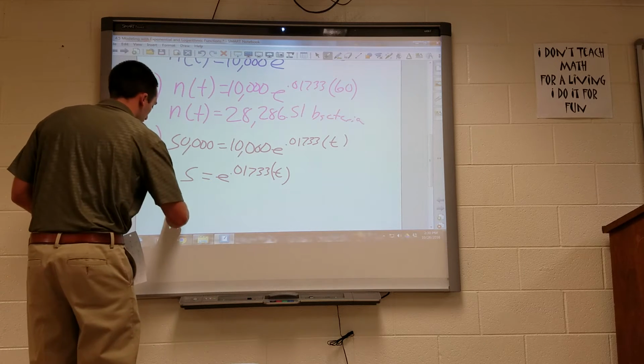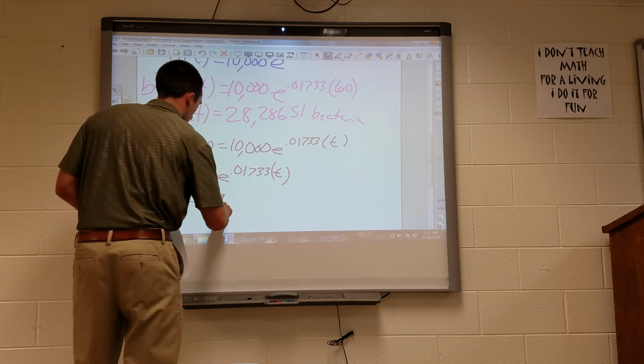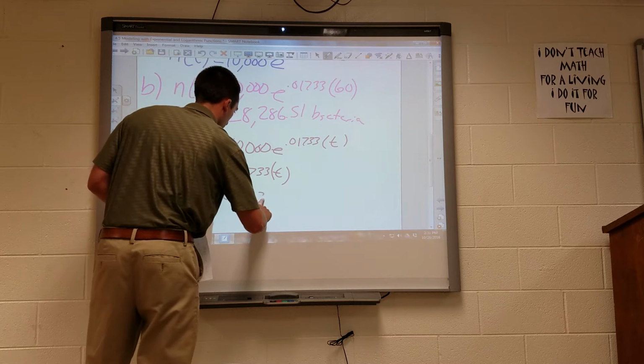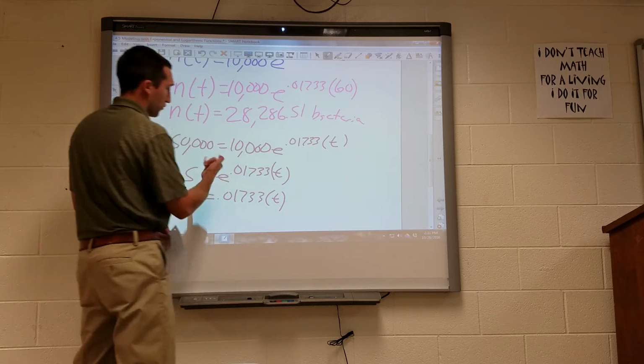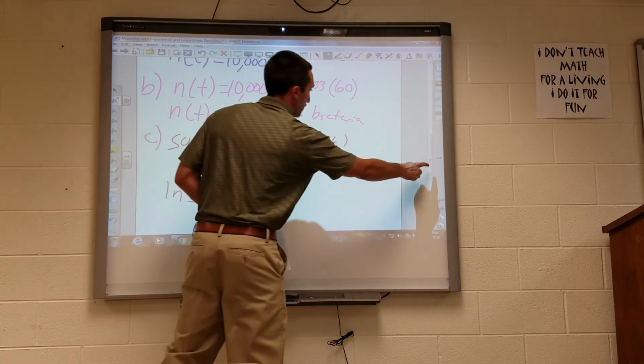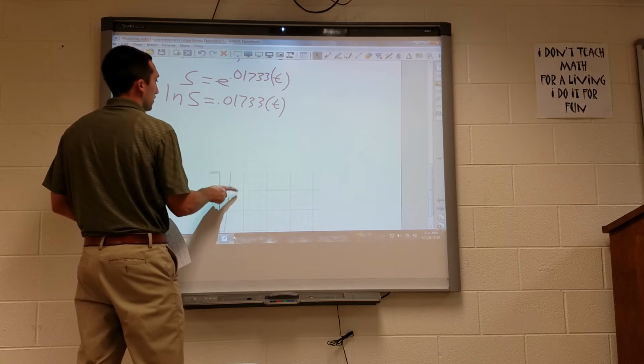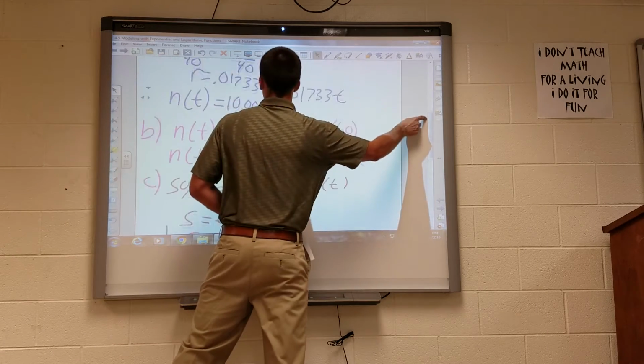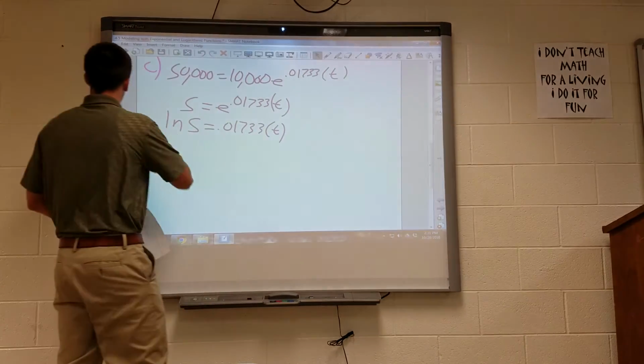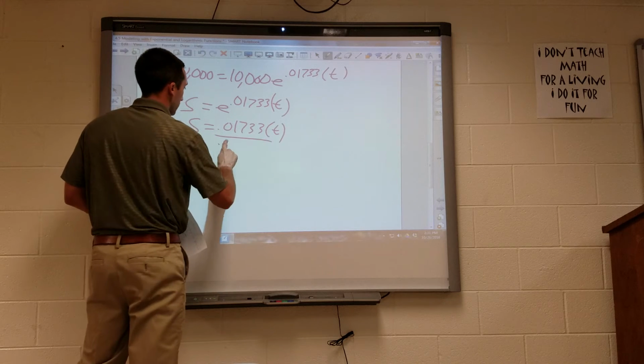Right? And then we're just going to do the same process we've done before. Take the ln of both sides. And I didn't have to rewrite ln of e because ln of e just cancels to 1. And then I go through and divide by my rate.